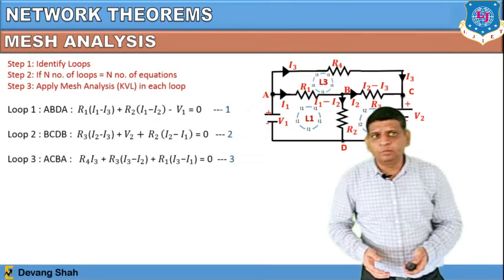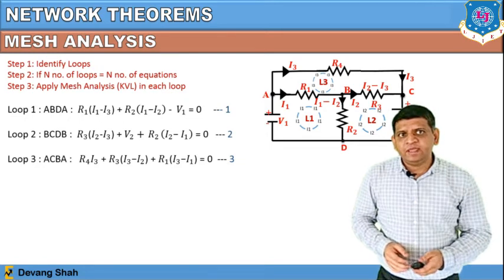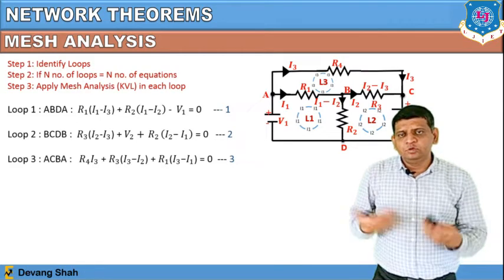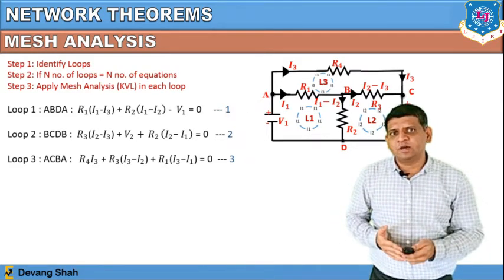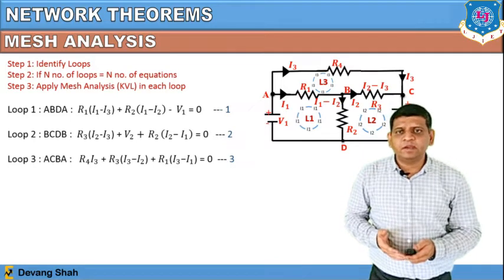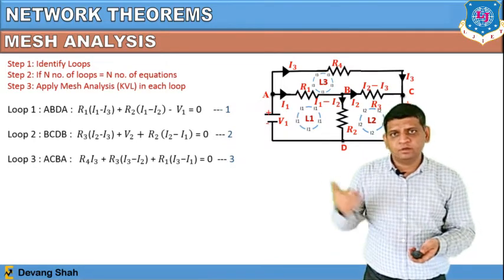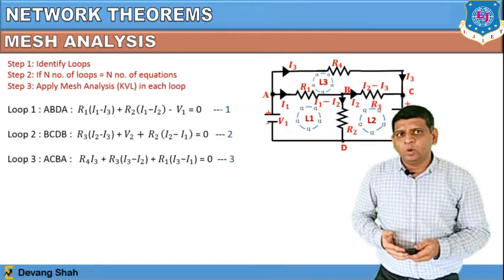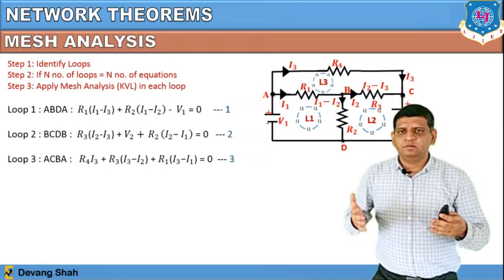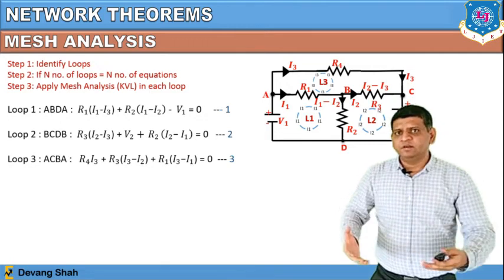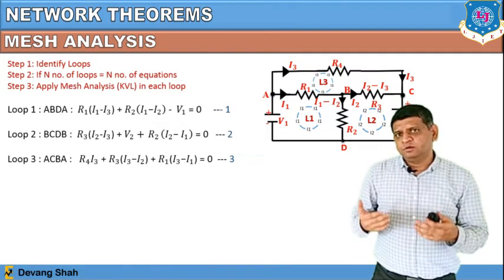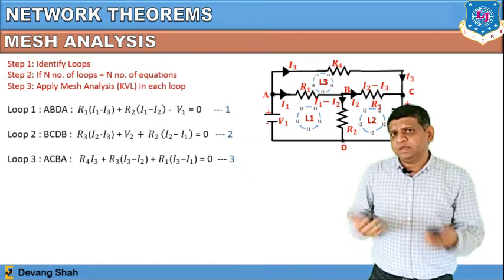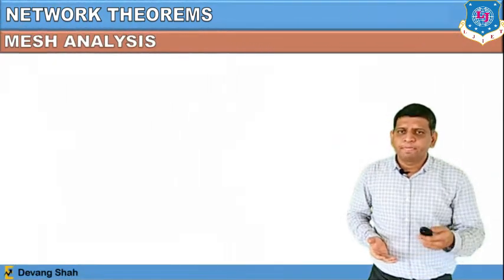Same way you can apply for loop number 3, which is the loop A, C, B and A, right? Where across R4, I3 current is passing, so R4 into I3, plus R3 in bracket I3 minus I2, because I2 is opposing, it's in the opposite direction. Same way plus R1 in bracket I3 minus I1 is equal to 0. Now this analysis, this derivation of equations, is based on Kirchhoff voltage law, because each term is representing a voltage. So by this way you can analyze any circuit using mesh analysis.